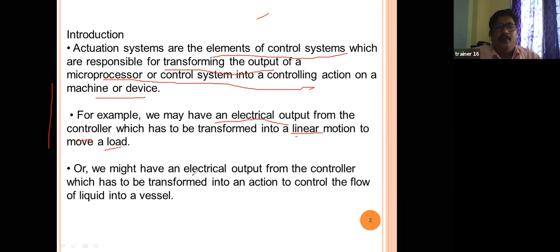And then another example, the electrical output from the controller, which has to be transformed into action to control the flow of liquid into a vessel. Even from the electrical output, we can control the flow of a liquid in a vessel or in a pipeline. Flow of fluid may be either a liquid or a gas. In other words, we can also call it a converter. This actuation system will convert it according to our desired output.